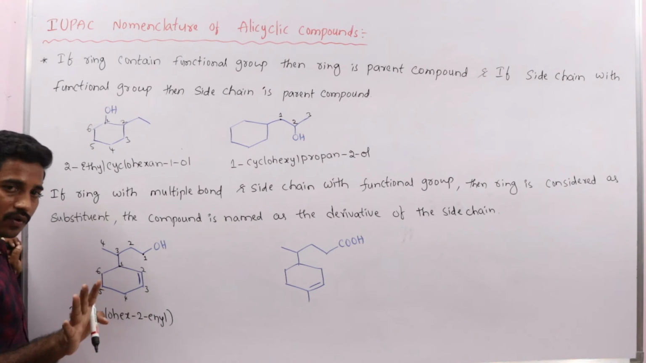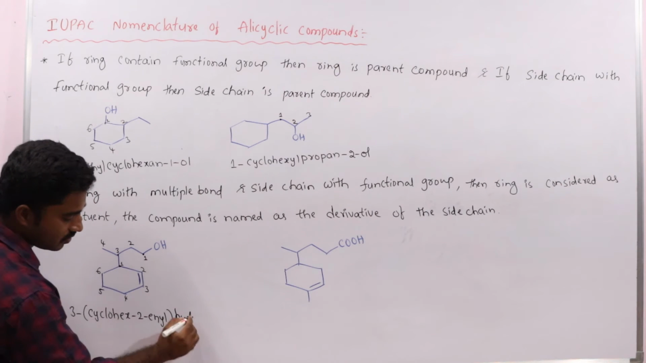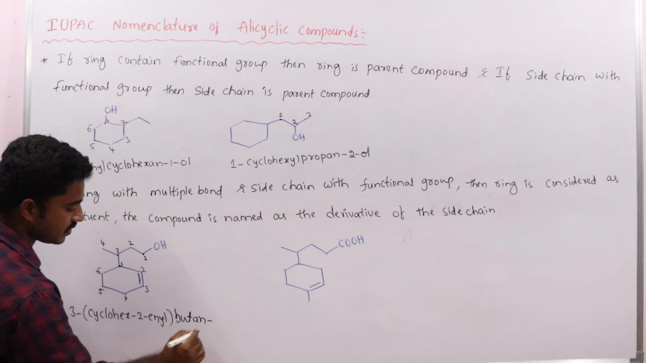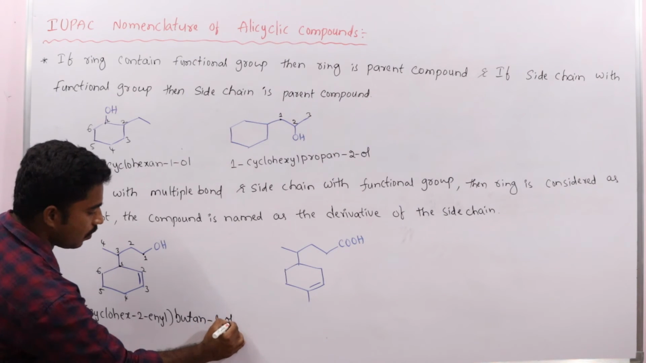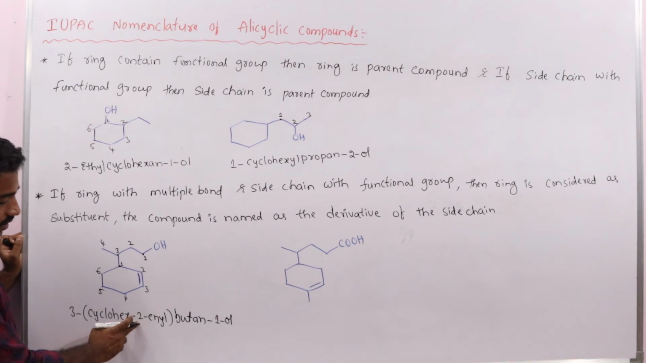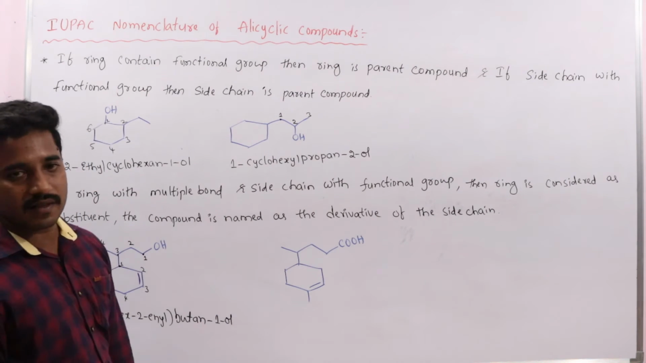Parent chain contains 4 carbons, that's why the root word is but. Saturated chain, that's why butane. Okay, at first position OH is there, that's why butan-1-ol is the name. Okay, 3-cyclohex-2-enyl butan-1-ol is the name. So let us see this example.